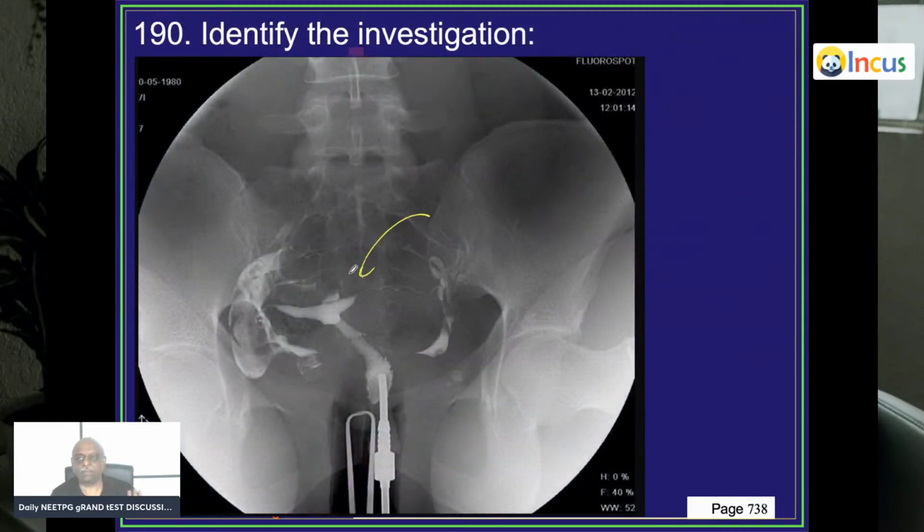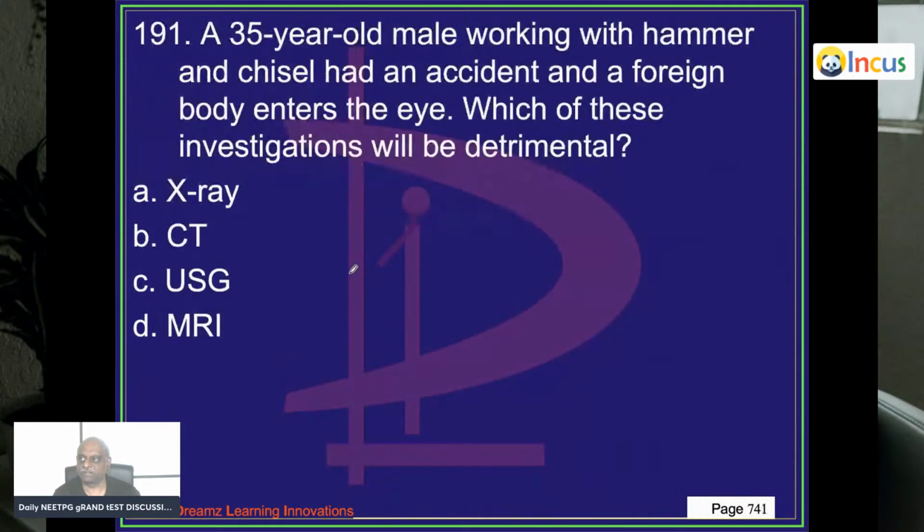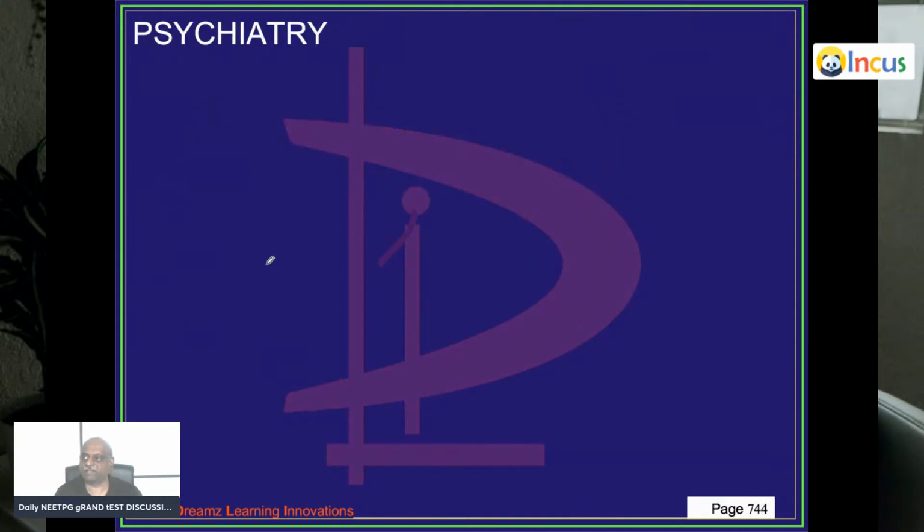So what is this, a normal hysterosalpingogram? A 35-year-old male with hammer and chisel. You can't do him MRI because it's a metallic object inside.